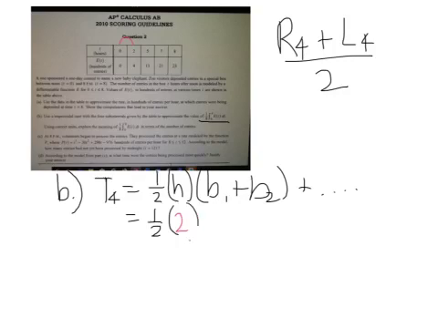And if you plot those points on a graph, I think it makes it a little bit easier to see what you're trying to do there. And then B1 and B2 are going to be these numbers here, 0 plus 4. So that's my first trapezoid.